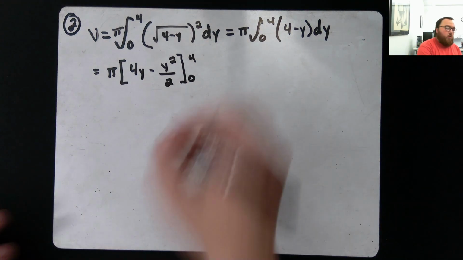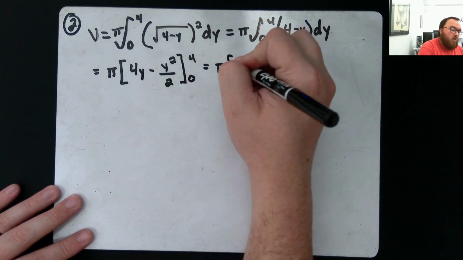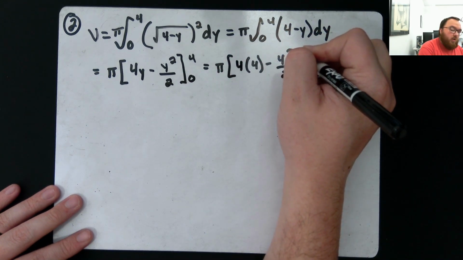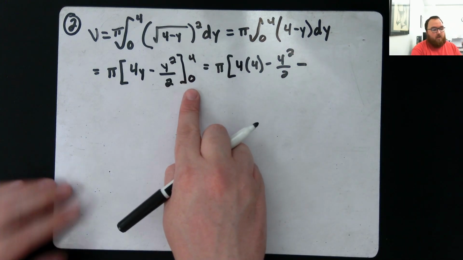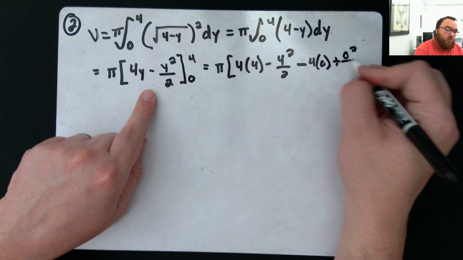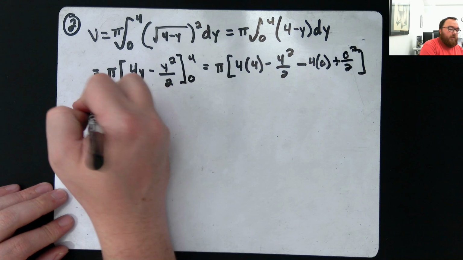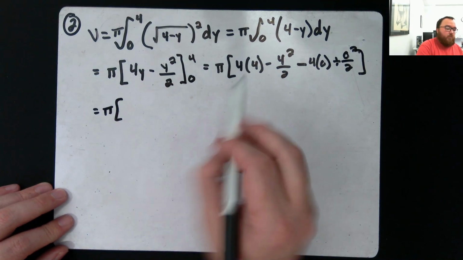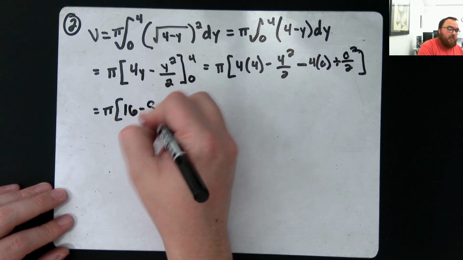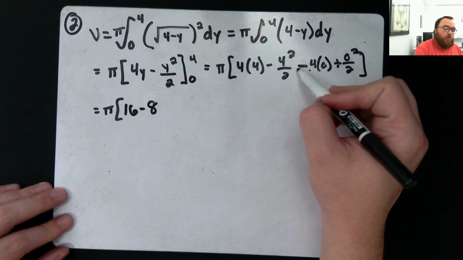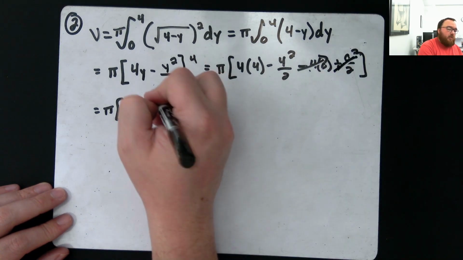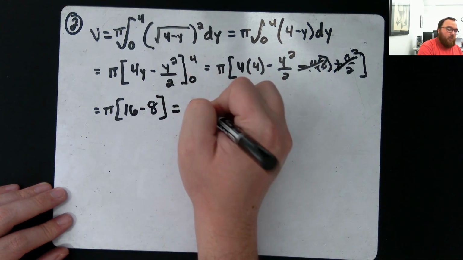So first, plug in a 4. 4 times 4 minus 4 squared over 2. And then minus, plug 0 in. 4 times 0. Minus makes that plus 0 squared over 2. It'll be equal to pi times 4 times 4 is 16, minus 4 squared is 16, 16 over 2 is 8. 4 times 0 is 0, so that term's out. 0 over 2 is 0, so that term is also out. 16 minus 8 is 8, so the volume is 8 pi.